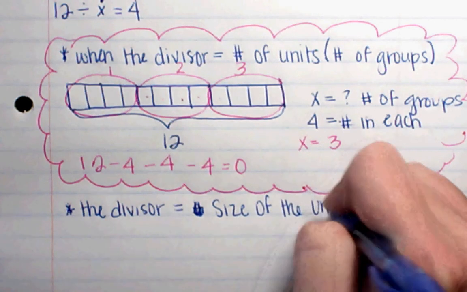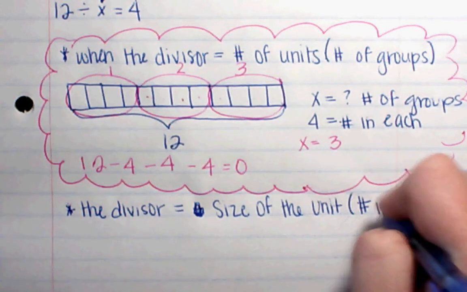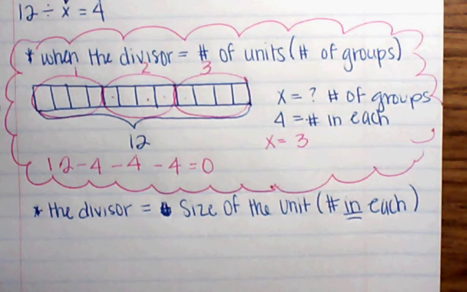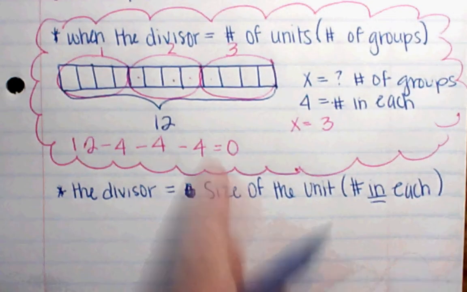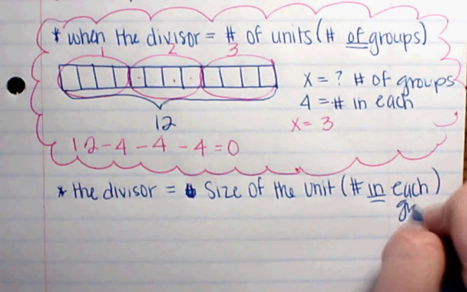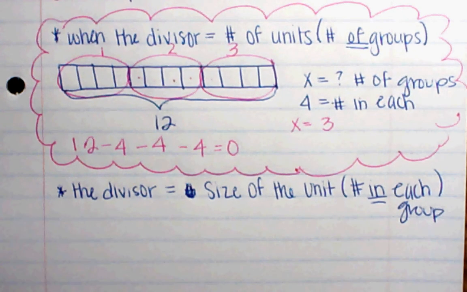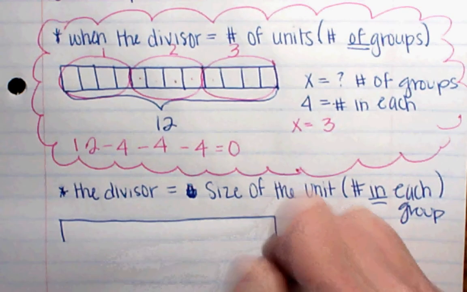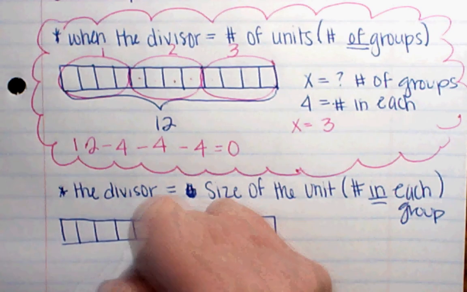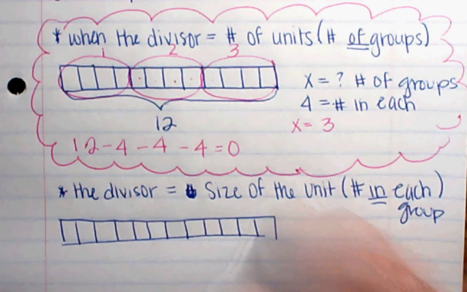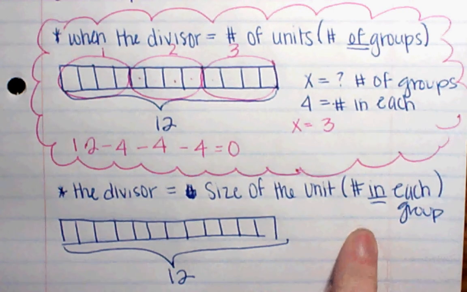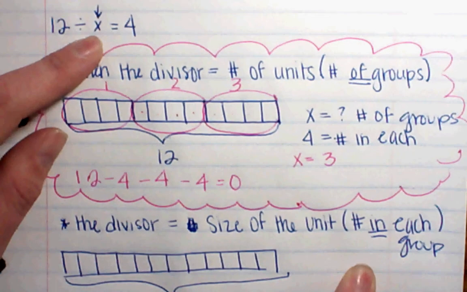When you see size of the unit, it means number in each group. So number in each group. Before it was number of groups, now it's number in each group. There's a huge difference there. So I'm going to draw the tape diagram again of 12 in all. And this time my divisor, which is X, is the number in each group.